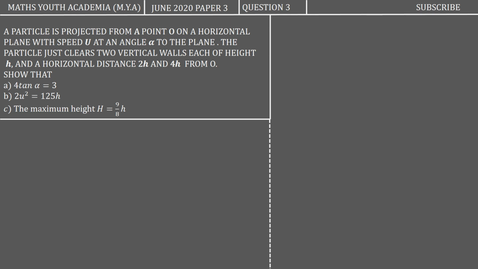Today we shall look at one question on projectiles, June 2020 paper 3 question 3, which says that a particle is projected from a point O on a horizontal plane with a speed u at an angle alpha to the plane. The particle just clears two vertical walls, each of height h, at horizontal distances 2h and 4h from O. Show that A, 4 tan alpha equals 3, B, 2u squared equals 125h, C, the maximum height equals 9 on 8h.